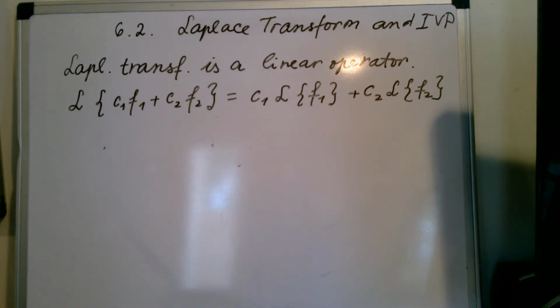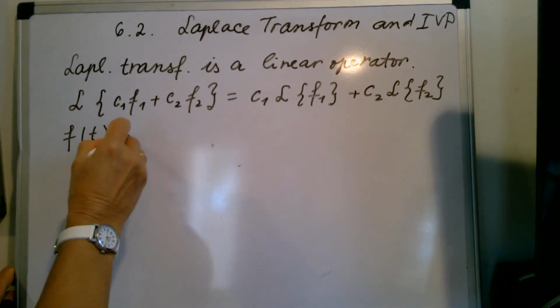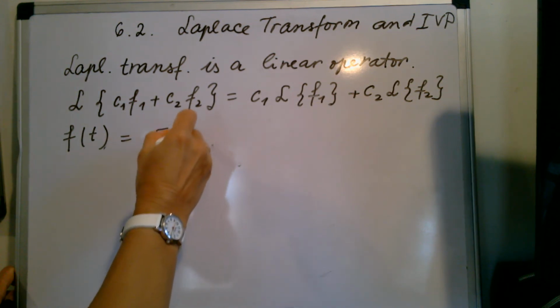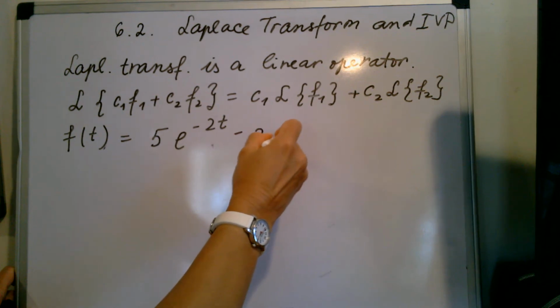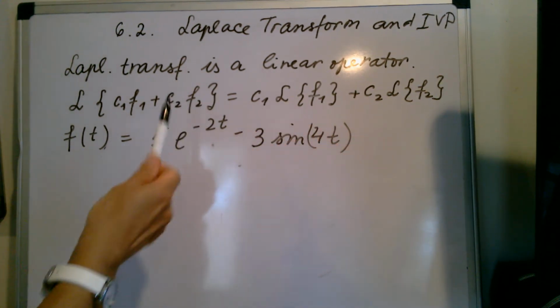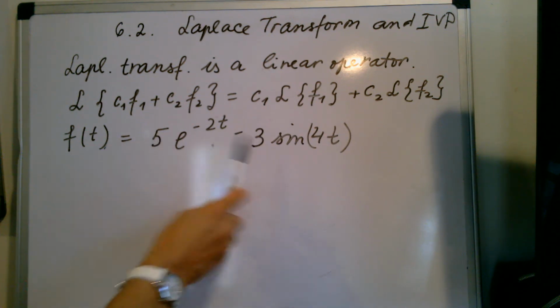How are we going to use it? Well, you already know several functions for Laplace transforms, right? You can combine them together. For example, somebody is asking us, please find Laplace transform of the next function. f of t equals 5e to the power of negative 2t minus 3 sine of 4t. Well, we do know separately how to transform this and how to transform this. And these two are the constants.